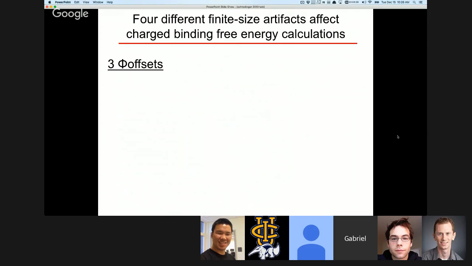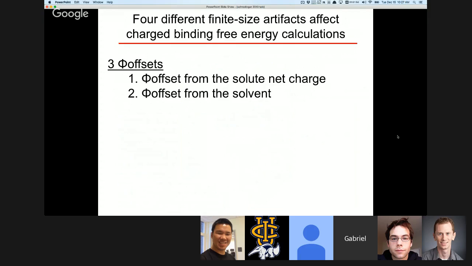So how do you go from your quantity calculated in your periodic boundary lattice to what that quantity would be in an infinite non-periodic system? Well, first you have to correct for these three potential offsets. One offset to the average potential is caused by the net charge on the solute, and another is caused by the solvent, both because of the average potential that solvent creates and because of the potential inside each solvent molecule from that isotropic quadrupole effect.